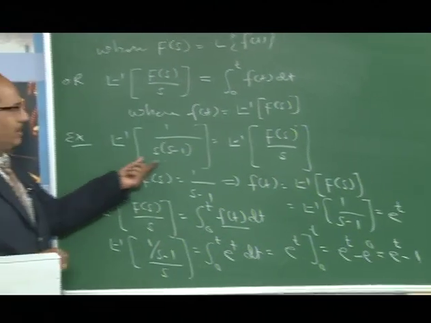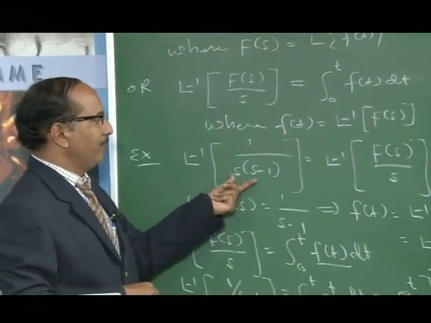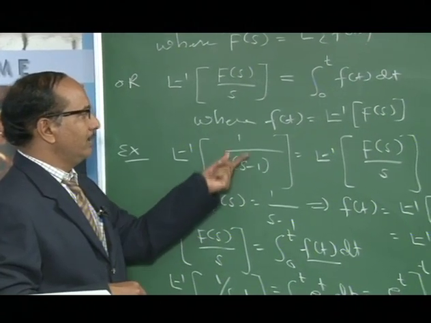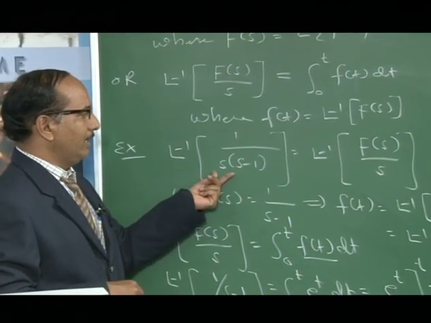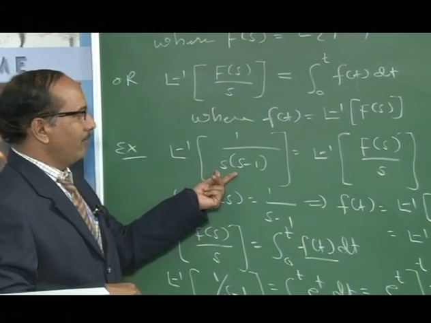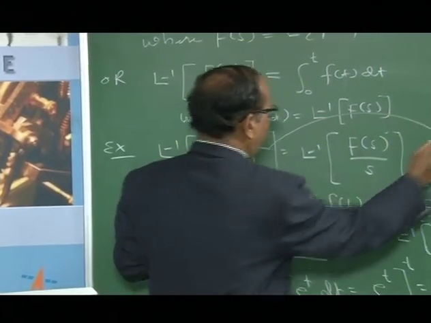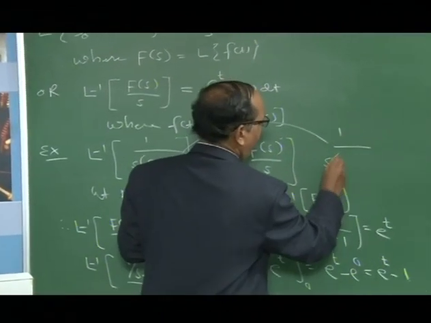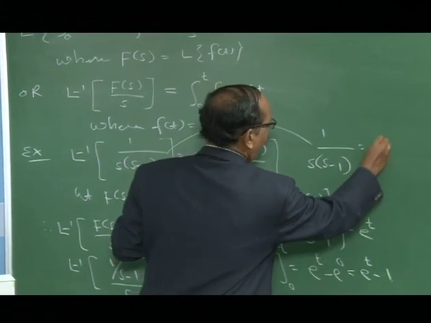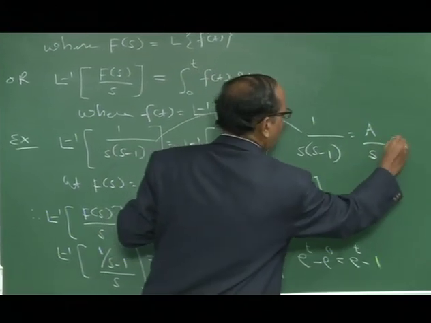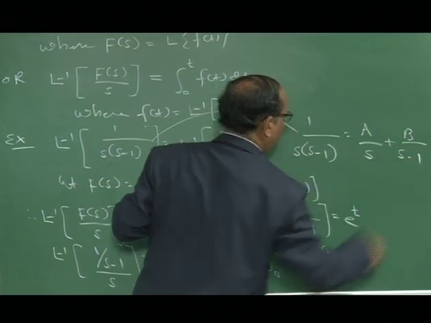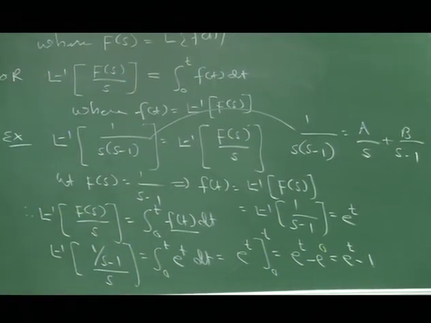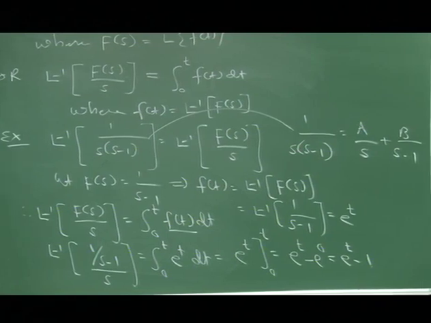One can use the partial fraction method also for the same problem. We already learnt about the partial fractions. You can see the denominators have linear and non-repeated factors. One can use the partial fraction method: 1 upon s into s minus 1, by partial fraction method, a upon s, b upon s minus 1. So, for the same problem, we have two methods available. One can use the partial fraction method, or use the Laplace transform of integral.